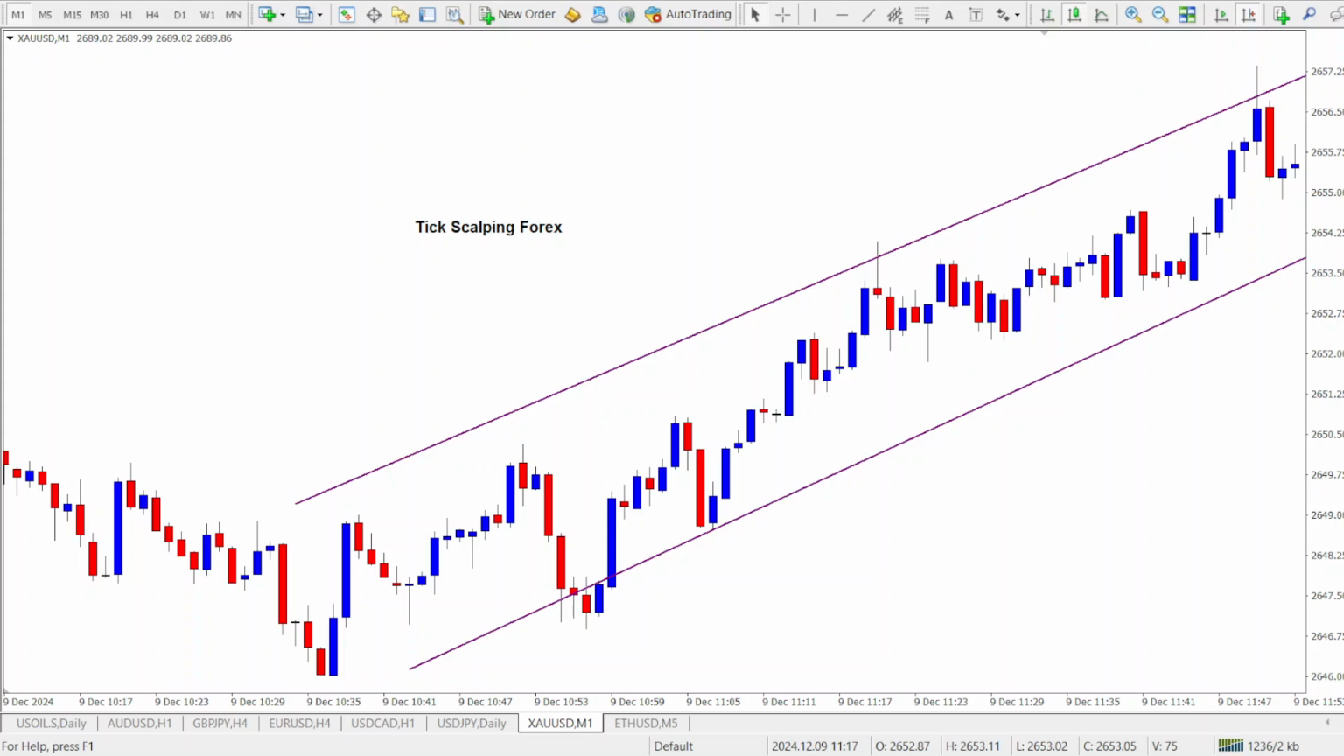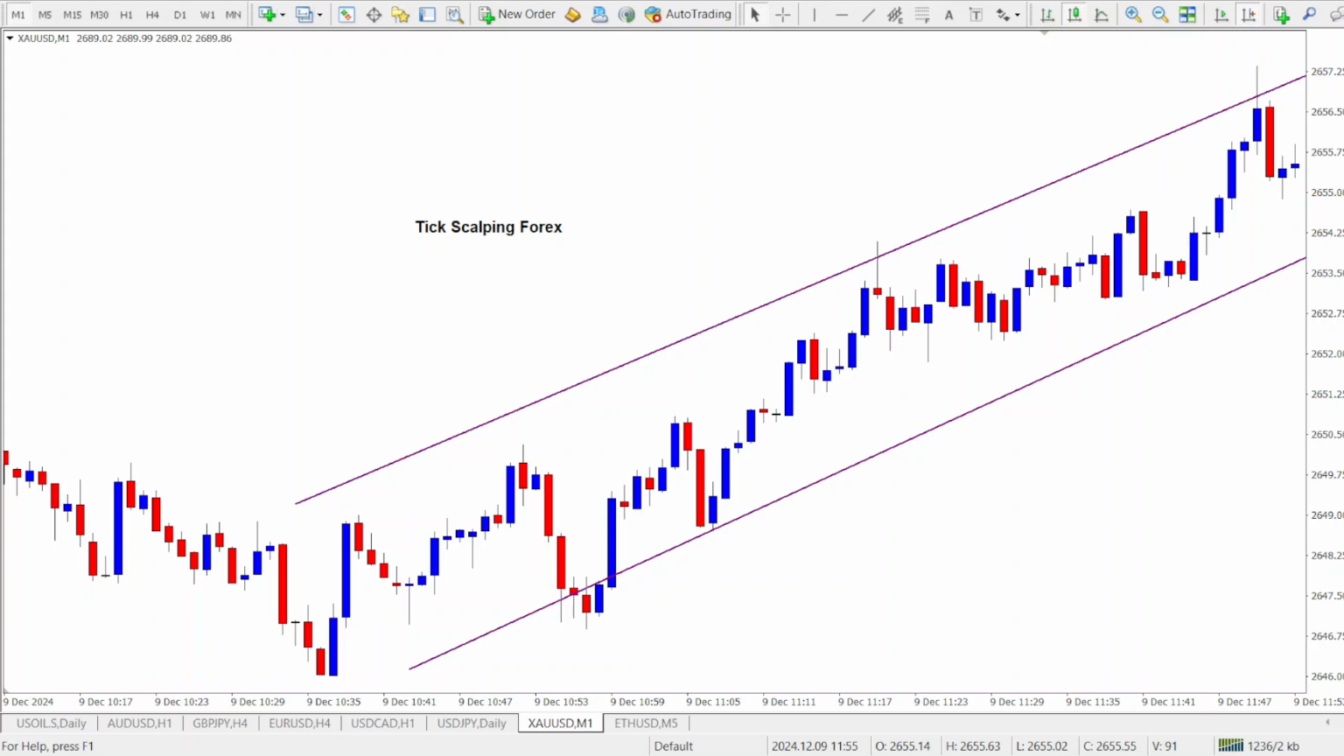Instead of using standard time-based charts, you focus on tick charts, because these charts give you real-time price action, making them ideal for spotting micro trends. Now, because of this fast pace, you'll need to act quickly and make decisions based on razor-sharp analysis. All right, now let's talk tools.